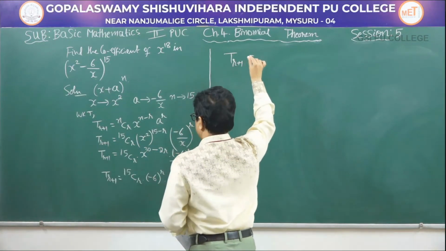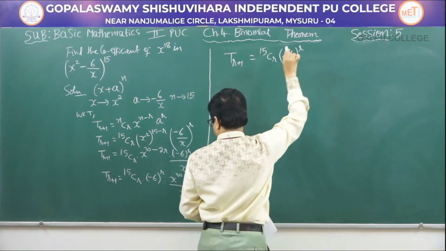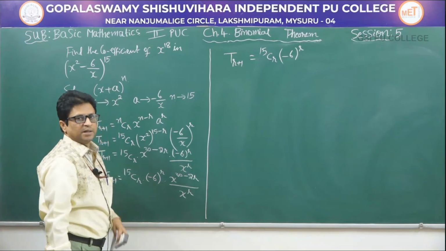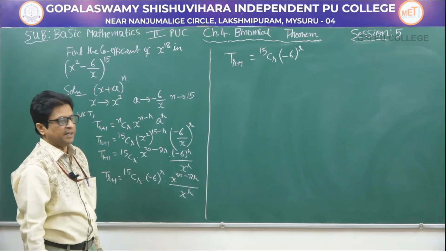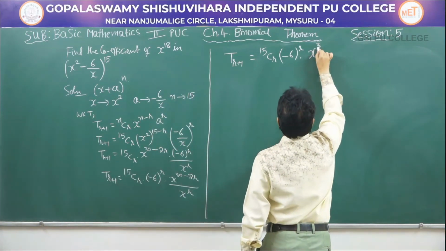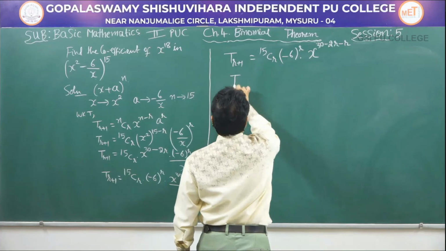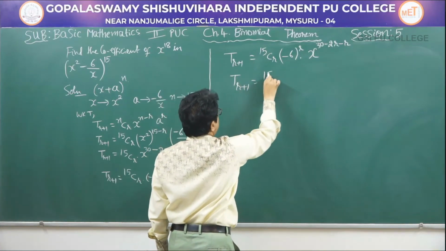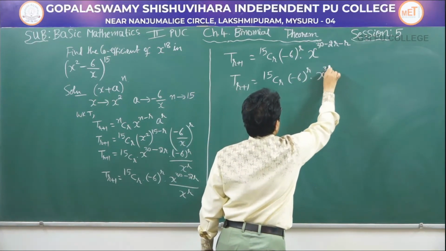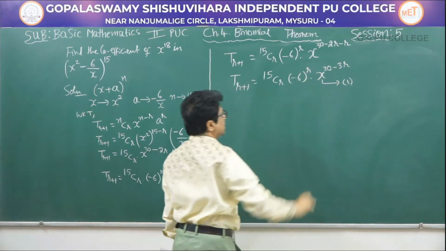T(r+1) will be equal to 15Cr into (-6)^r. Here this is of the form a^m by a^n, that is nothing but a^(m-n). So into x^(30-2r-r). T(r+1) is equal to 15Cr into (-6)^r into x^(30-3r). Call this as equation 1.